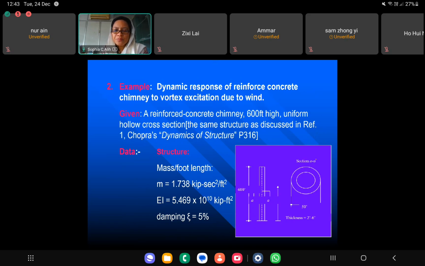The parameters or dimensions of the structure are given here. It was 600 feet in height. The given limit of the code is 400 feet, right? And right now you have 600 feet, so of course it is beyond what the code has given you. The diameter is 50 feet and the thickness is 2.5 feet. The damping ratio is 5%, the EI is given to you, and the mass is also given.